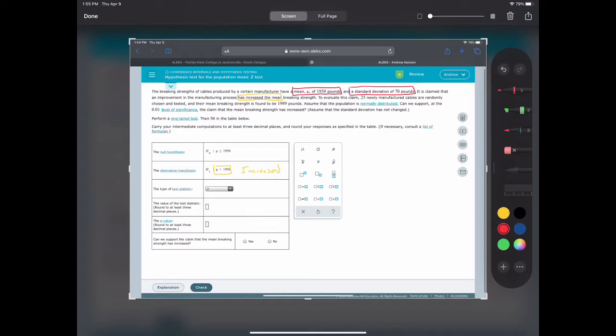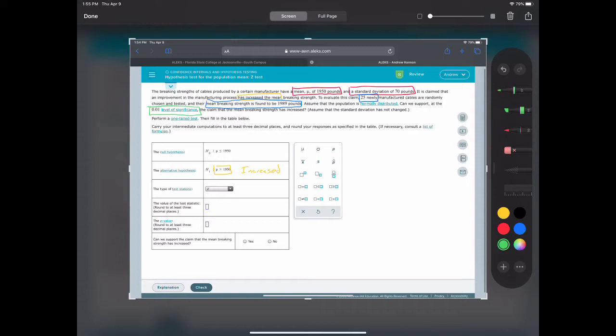To evaluate this, we are going to test 25 new machines, and their mean is found to be 1,989 pounds. It does look like it's more, but what happens if we go test every single machine? We want to test this at a 0.01 level of significance.